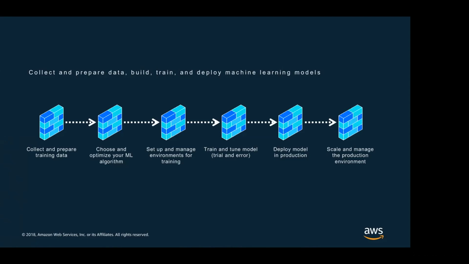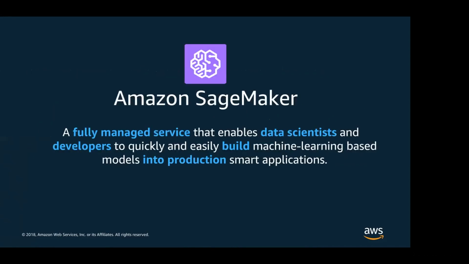There is a joke in the data science team that says 80% of the time is just about cleaning the data, and the rest of the 20% is just about complaining about cleaning the data. So that's a real joke. That's why we built a service called Amazon SageMaker. Amazon SageMaker is a fully managed platform that enables developers and data scientists to quickly and easily build, train, and deploy machine learning models at any scale.